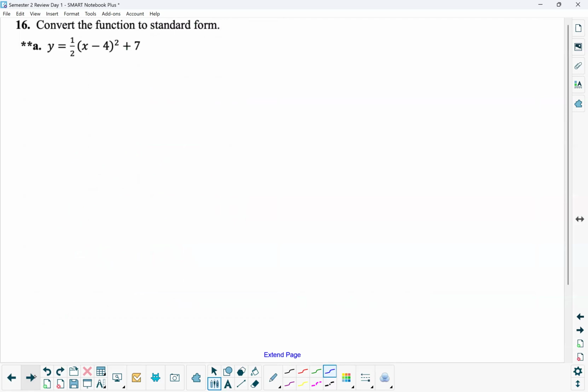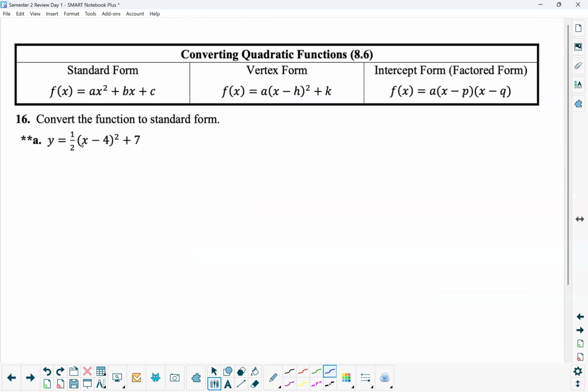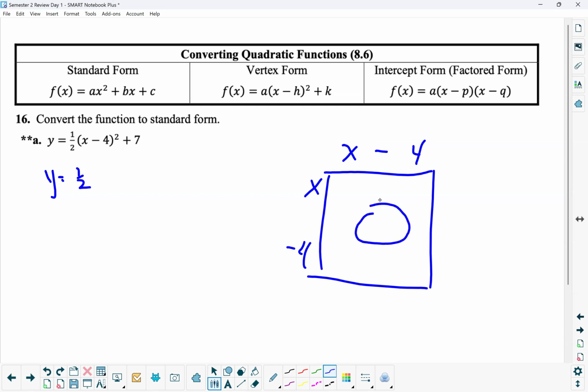The last thing we're going to do is convert from, in this case, vertex form to standard form. The first thing we're going to do is take x minus 4 squared and multiply that out using the box method. Of course, you can use the FOIL method. You could also use the shortcut method, which we'll talk about a little bit later.